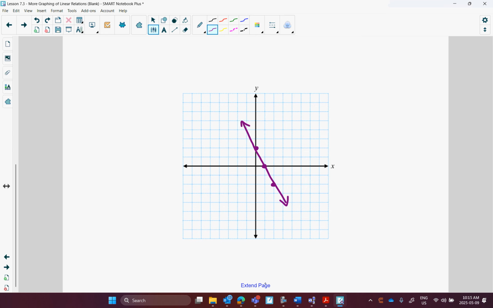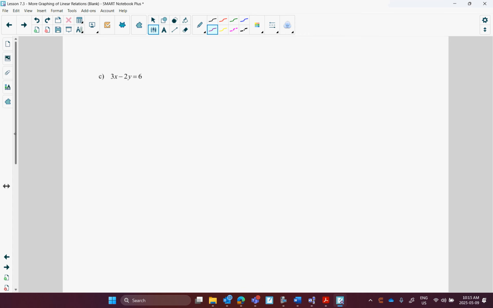Okay, the last one of this type. Here we have another equation where y is not by itself, so we've got to do some algebra to get y by itself. First of all, we need to get rid of the 3x. Minus 3x, minus 3x. Now that leaves you with minus 2y on the left-hand side.